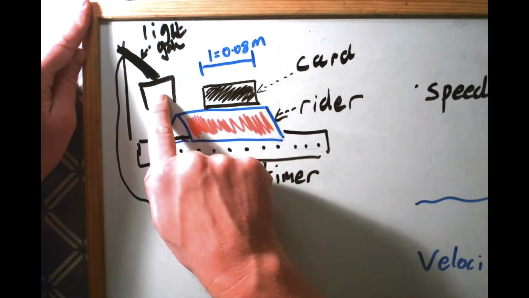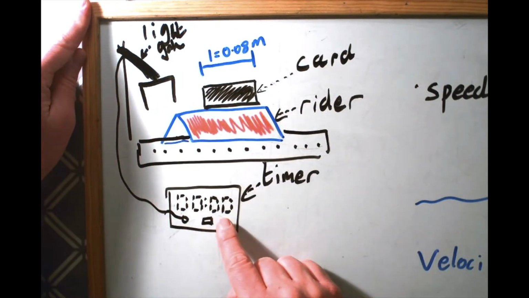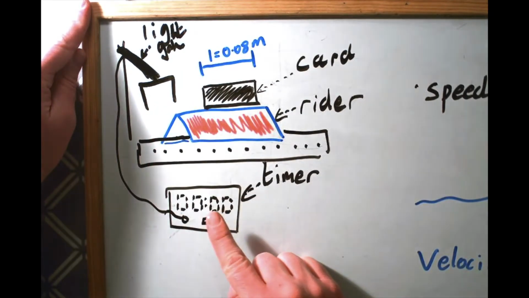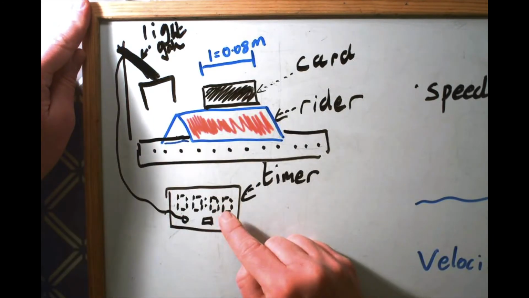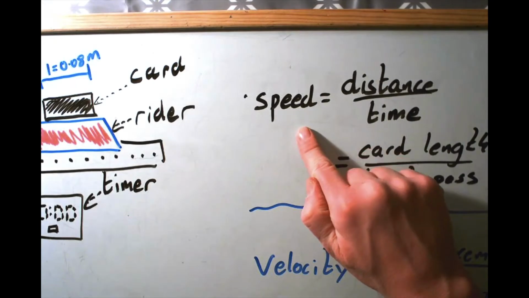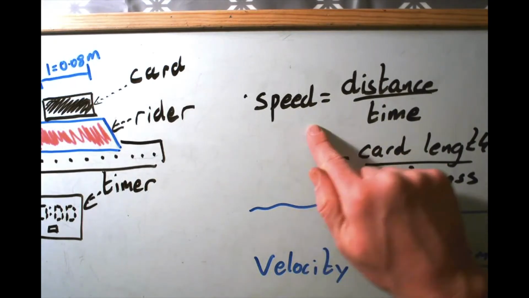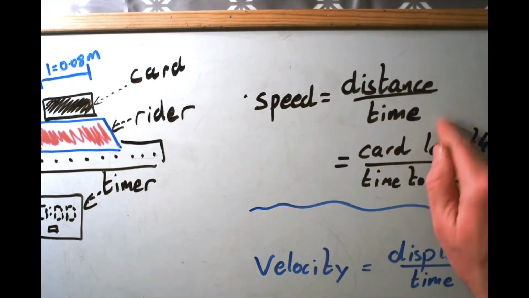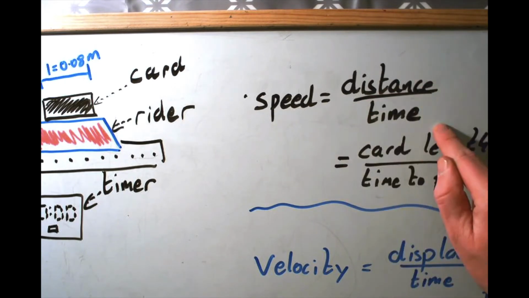It's going to pass through the light gate, breaking the beam, which sets off the timer, and then when the beam is re-established after the card passes, the timer stops. So really what we're doing here is just the simplest speed calculation ever. I'll come back to the difference between speed and velocity in a moment. Speed is just distance over time.